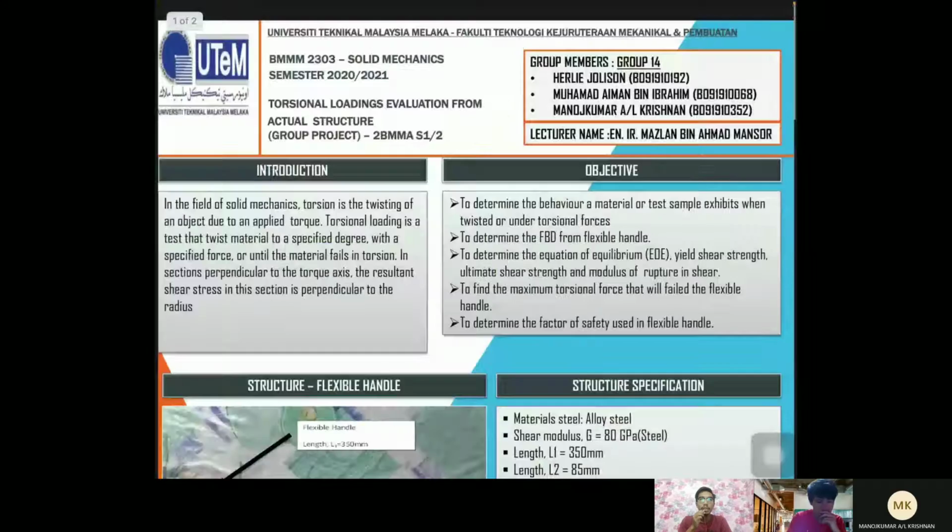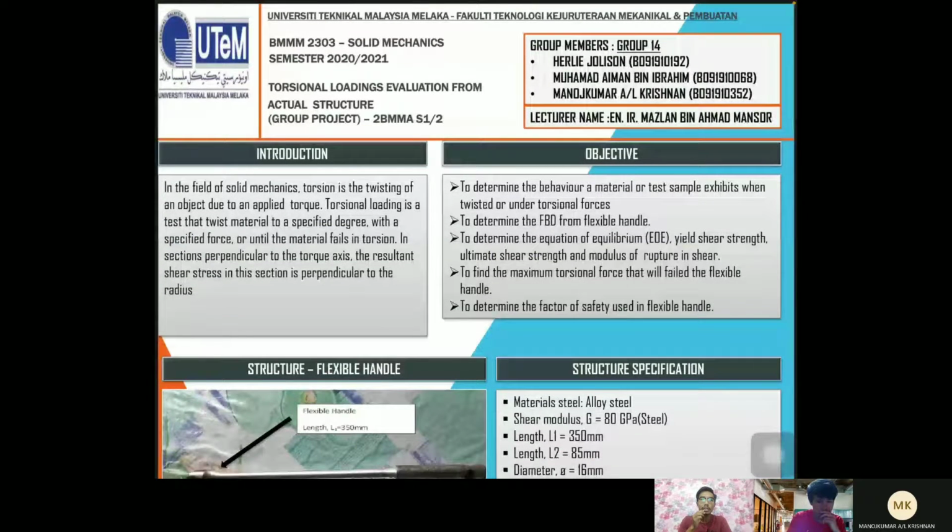Now, I want to tell you about the intro of torsional loading. In the field of solid mechanics, torsion is the twisting of an object due to an applied torque. Torsional loading is a test that twists material to a specific degree with a specific force or until the material fails in torsion. In sections perpendicular to the torque axis, the resultant shear stress in this section is perpendicular to the radius.